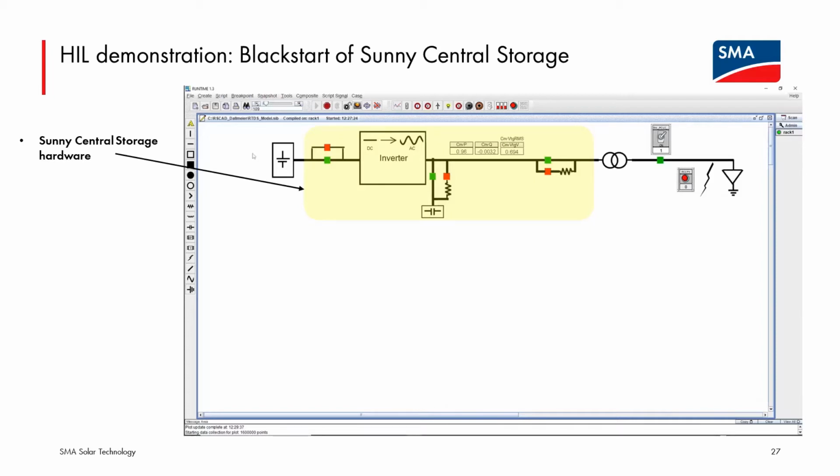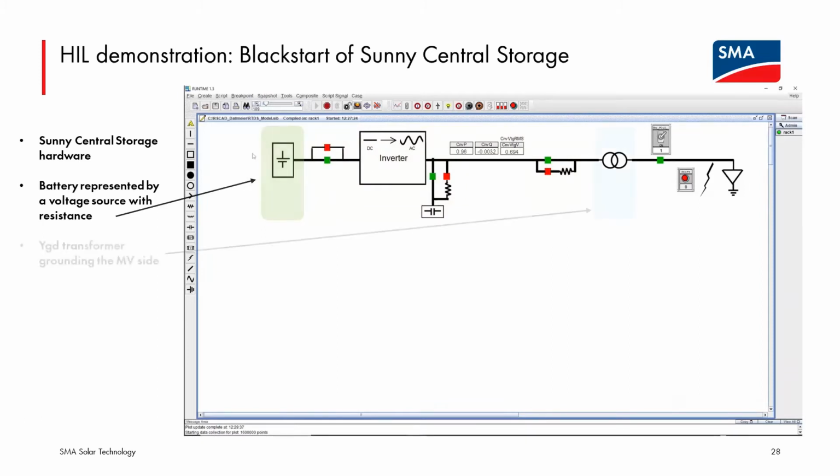The states of the contactors and breakers are shown, as well as measurements of active and reactive power and the AC voltage. The battery is represented by a simple voltage source and a resistance. A Y-delta transformer grounded on the medium voltage side steps up the AC voltage and is supplying a resistive load.